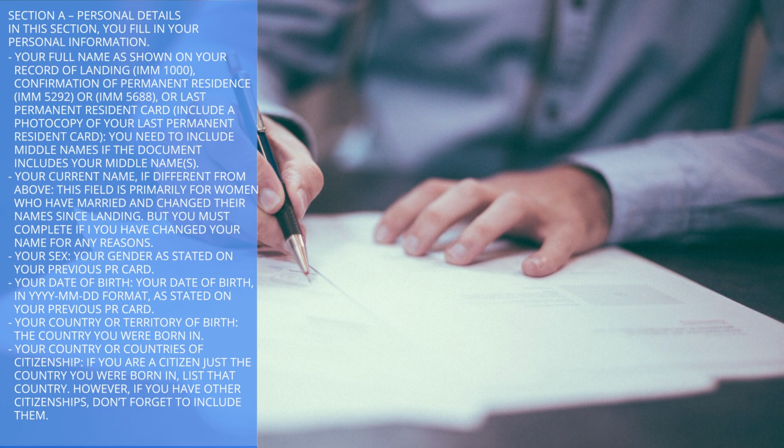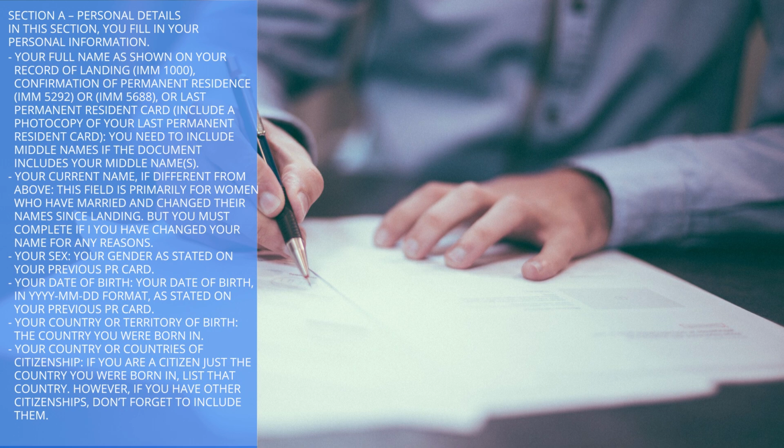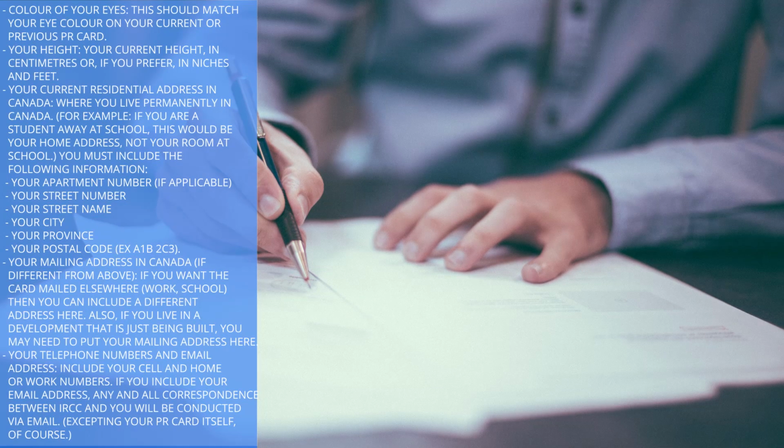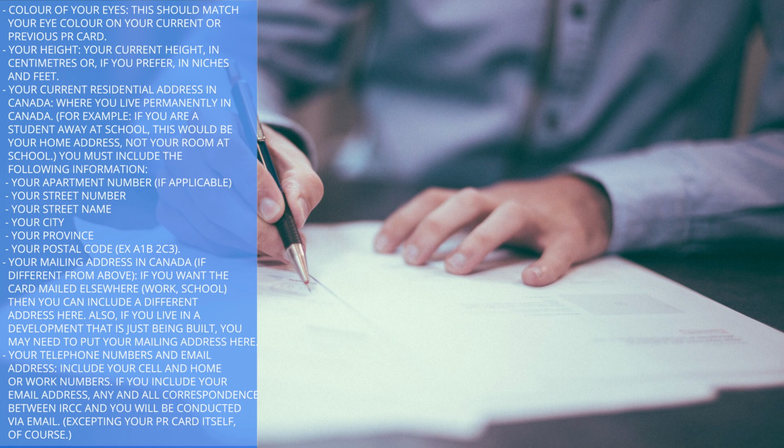6. Your country or countries of citizenship. If you are a citizen of just the country you were born in, list that country. However, if you have other citizenships, don't forget to include them. 7. Colour of your eyes. This should match your eye colour on your current or previous PR card. 8. Your height. Your current height in centimetres, or if you prefer, in inches and feet.